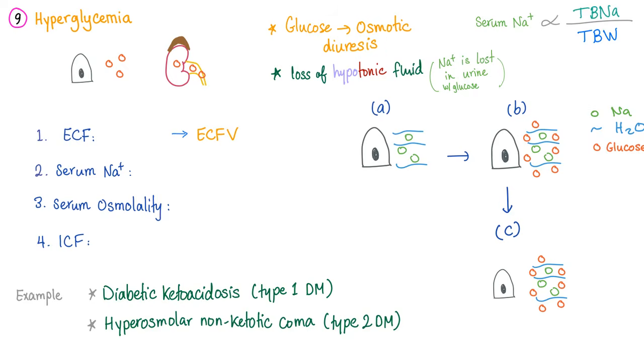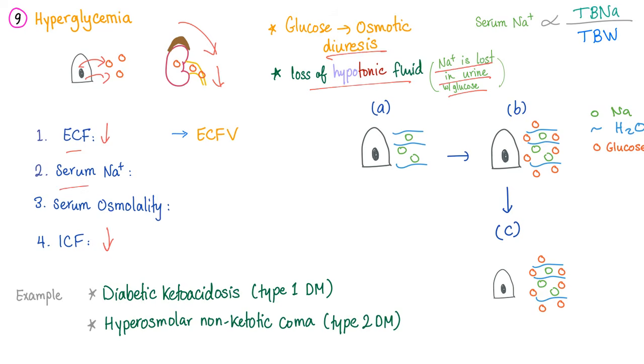It causes osmotic diuresis. When you have lots of glucose in the plasma, it's going to pull water outside of the cell. So we know that the ICF is going to contract. How about the ECF? It's going to contract. Why? Because, yeah, it's true that glucose will shift fluid like this, but it will also shift fluid into the urine. It's osmotically active. We are basically losing a hypotonic fluid, and it's true that we lose sodium in urine with glucose. How about serum sodium?